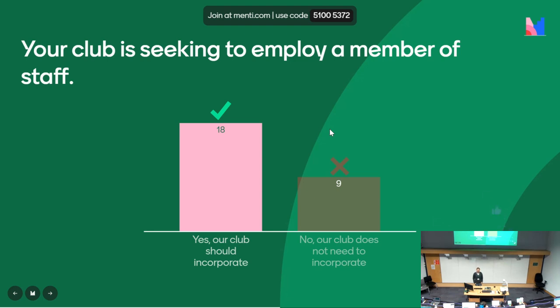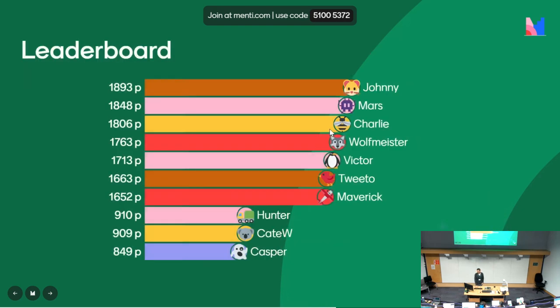Yeah, good. So we need to be thinking about what it means to employ someone. And also we want to be doing that in the name of the club, right? We want the club to employ someone, not perhaps some individuals. Okay, good.